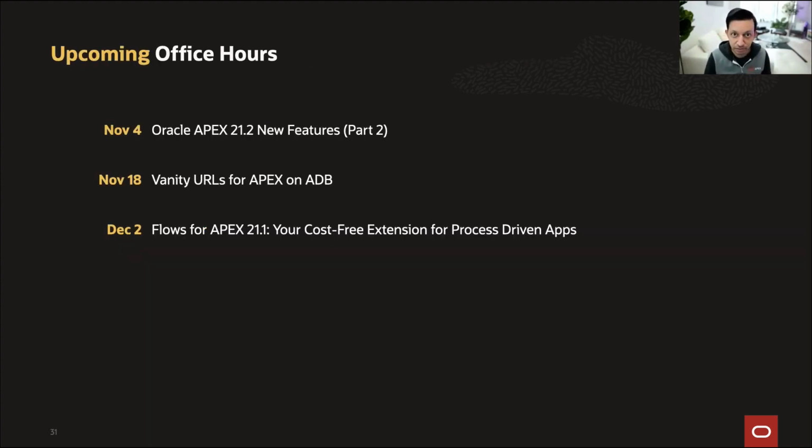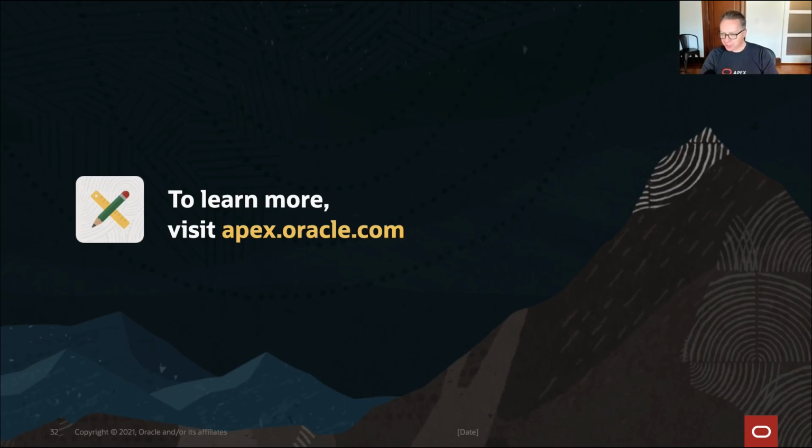I also want to talk about the upcoming office hours. We'll have a session dedicated entirely to setting up vanity URLs on Apex and ADB. And then on December 4th, we'll have the flows for Apex 21.1. Oh, and there was just one question about recording. So all of these office hours are being recorded. So if you missed this one, or if you're missing the one in 2 weeks, you can always go back to Apex office hours and watch the recordings there a few days after the sessions.